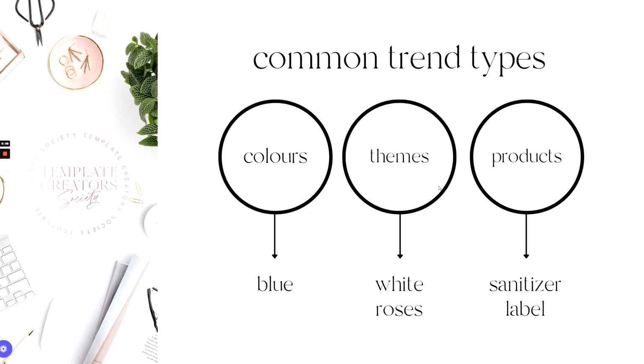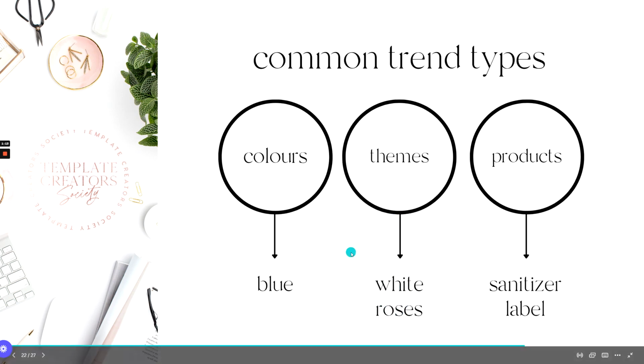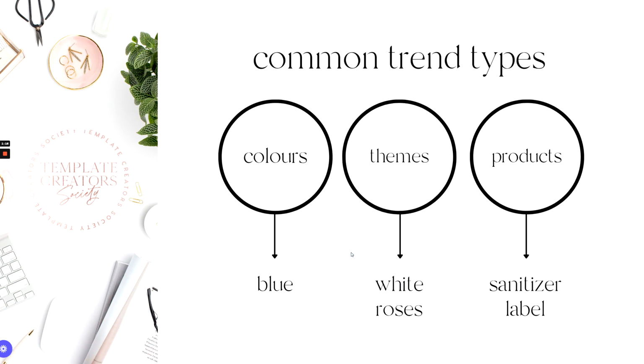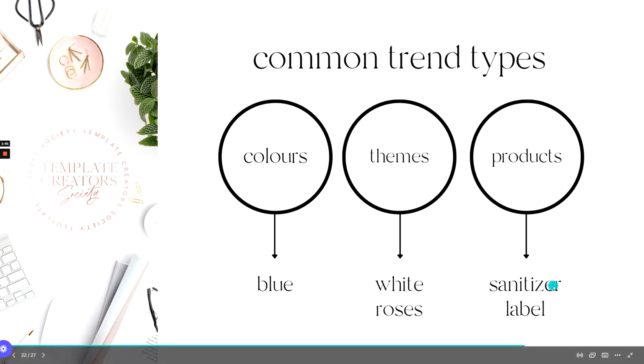Common trend types. Now there isn't really any hard and fast rule for what trends are, but some things that I've noticed are pretty universal in terms of how often they pop up are colors. So blue is an example of a color. Themes: people might be looking for something which has white roses all of a sudden. So everyone's looking for wedding stationery that has white roses, things like that. That's an example of a theme. Greenery is another really popular one. And products. Products are obviously the most common, and those are things that are actual products within the niche.